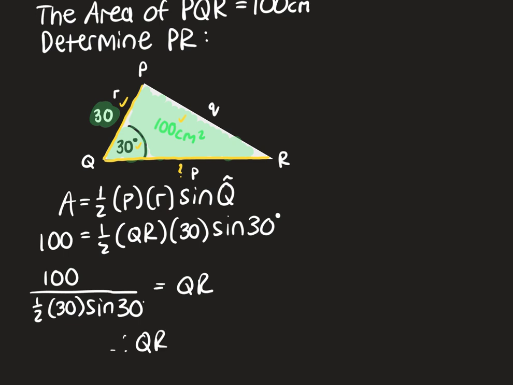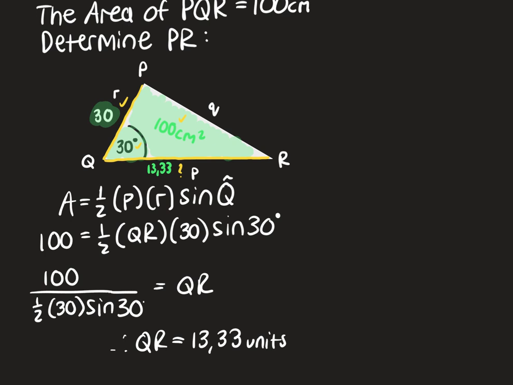Therefore, my QR is going to equal, and I can put that into my calculator, 100 over a half 30 sine of 30, equals 40 over 3, which is 13,33. Okay, fantastic. And in this case, we don't have a unit of measure, so we're going to say units. Okay, so now I know that this side we have is 13,33.